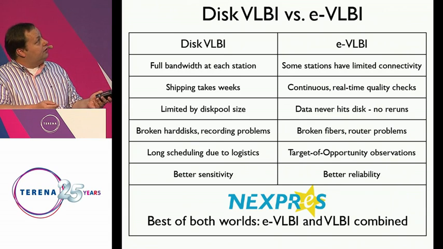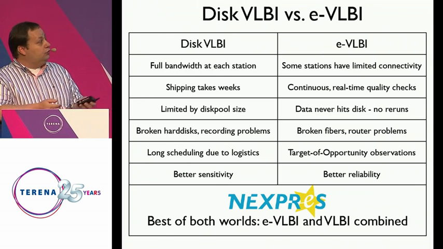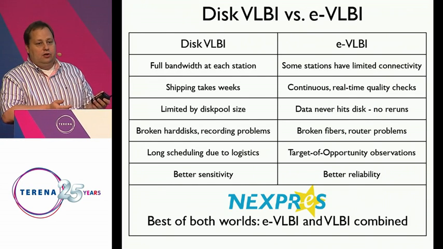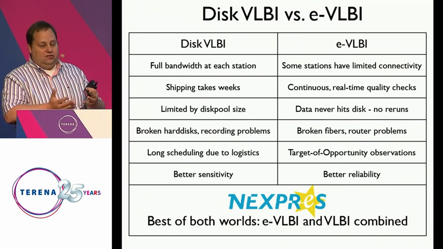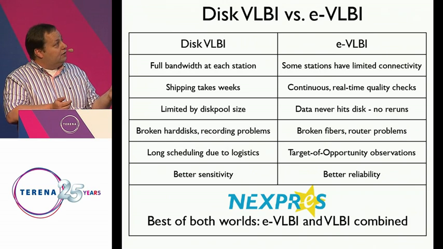Whereas the very interesting thing that you can do with eVLBI is called target of opportunity observations. We get a trigger signal from a gamma ray satellite, for instance, that sees a burst go off, and we are able to schedule an operation within just a number of days, because we just need to point the telescopes, get time on all the telescopes, and we can start processing the data. But in the end, because this has the full bandwidth at each station, disk-based VLBI has always the better sensitivity. But network-based VLBI, despite the problems we have with links going down and all that, has the better reliability.